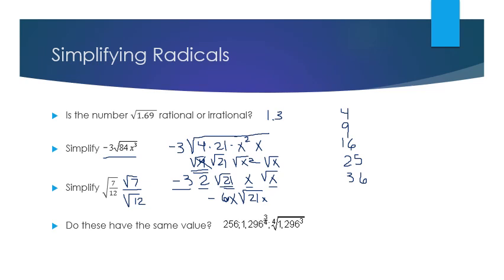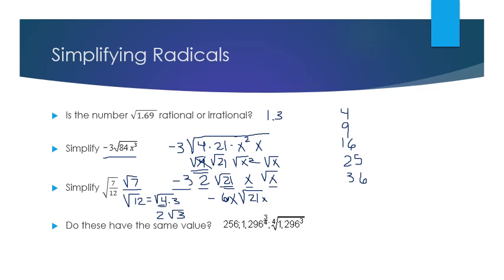Now the square root of 7 can't be simplified, but the square root of 12 I know happens to equal the square root of 4 times 3. And the reason I chose 4 is because it's on my perfect square list. And if I take the square root of 4, I end up with 2. And the square root of 3 has to stay inside the square root.